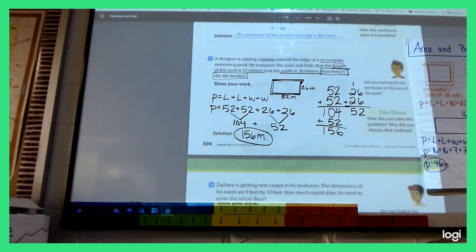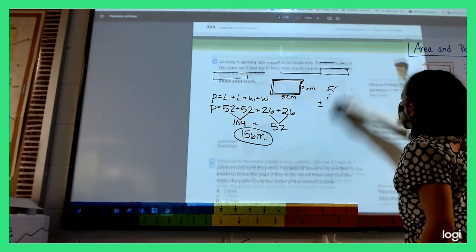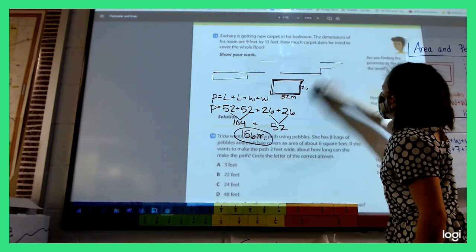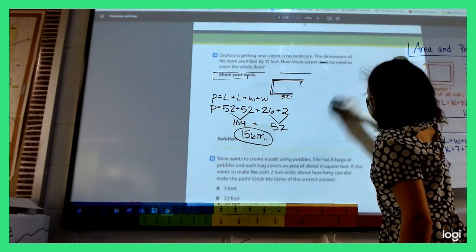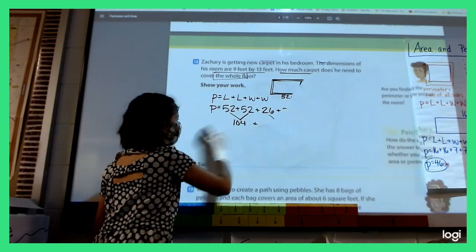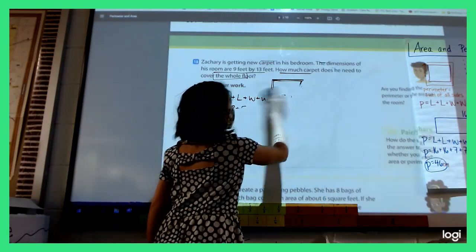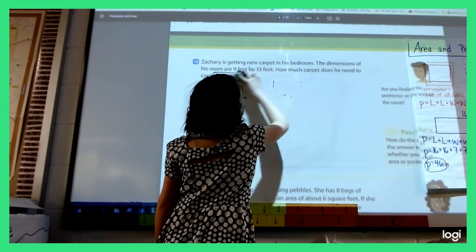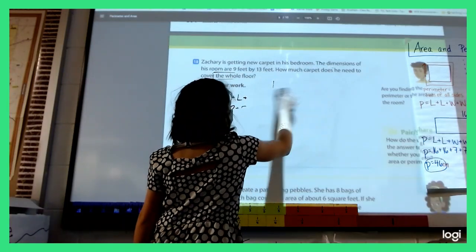I'm going to scroll down, and we're going to read number 18. Does somebody want to read that one for me? Number 18, Liam. Zachary is getting a new carpet in his bedroom. The dimensions of his room are 9 feet by 13 feet. How much carpet does he need to cover the whole floor?